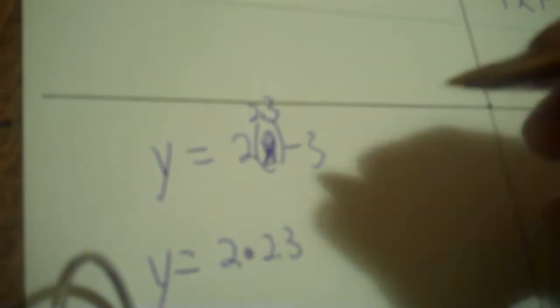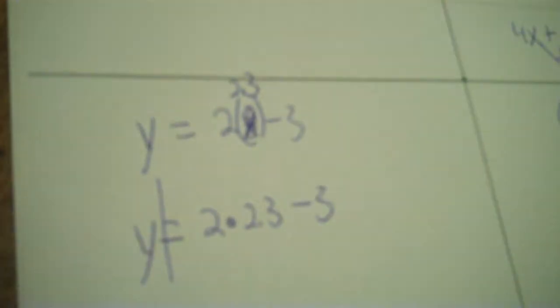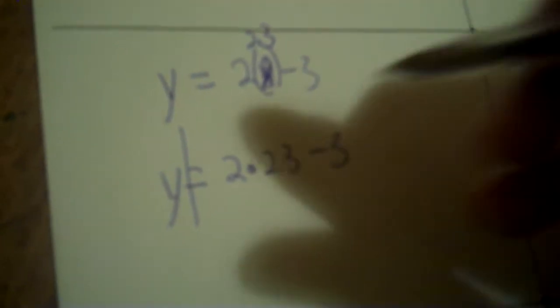And we have y equals 2 times 2.3 minus 3. And your y is all by itself, so you can just punch that into your calculator. The y variable is all on one side, so on the other side I just punch in 2 times 2.3 minus 3, and I got 1.6. Okay, next problem.